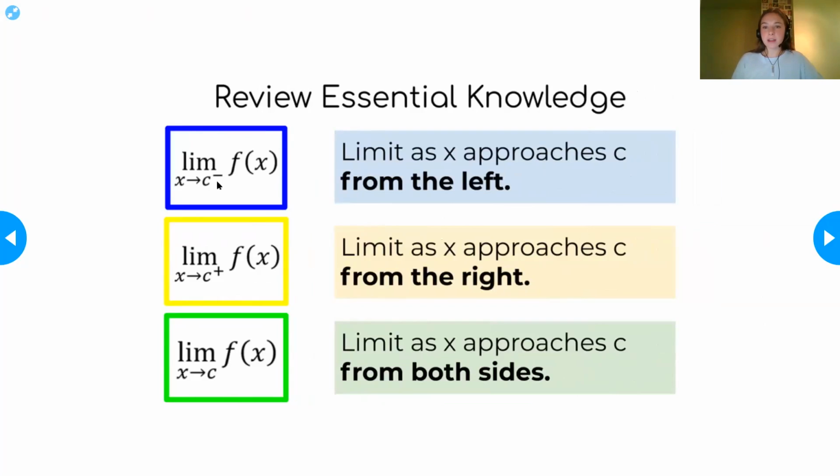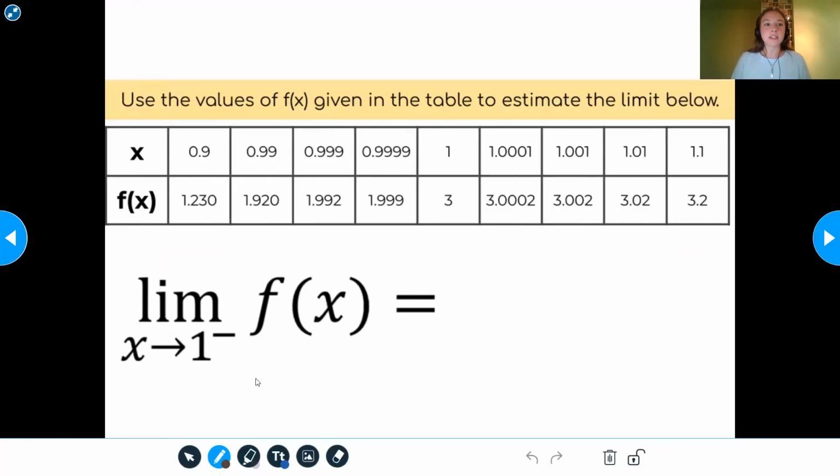So we know if we have limit notation with a small negative up in the exponent of the approached x value, that means that the limit is approaching c from the left. If there's a small positive, that means that we are approaching from the right. And if you don't see a positive or a negative in the exponent of your approached x value, that means we're approaching from both directions at the same time. So let's move to our example for today.